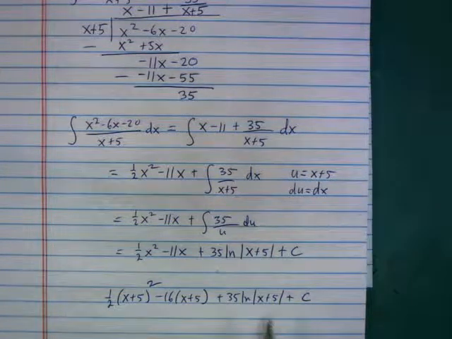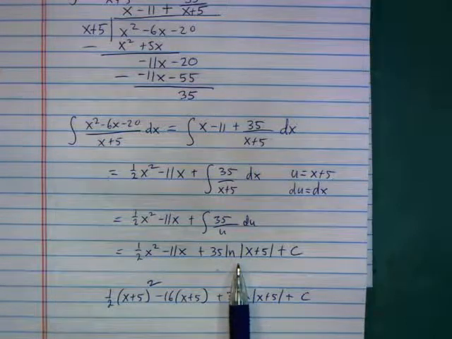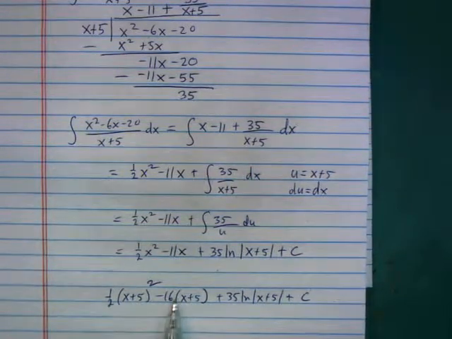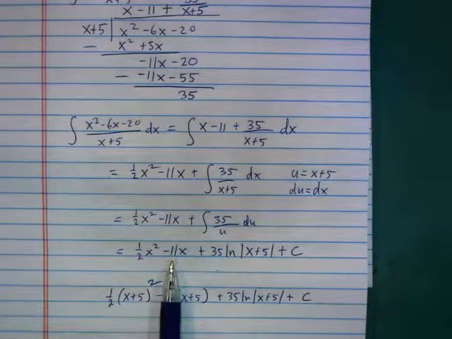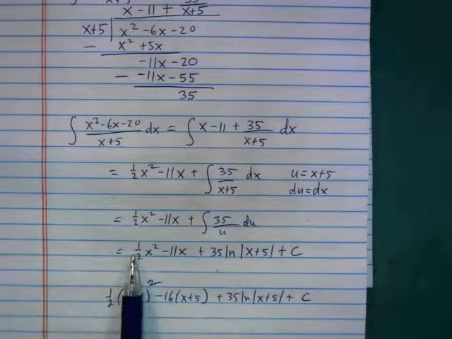Well, my 35 ln x plus 5 matches with my 35x plus 5. I like that. What do you think? If I were to FOIL this and distribute and combine all the like terms, do you think I'd get the same thing? Yeah, I think so. Which answer looks better? This one looks better, doesn't it?